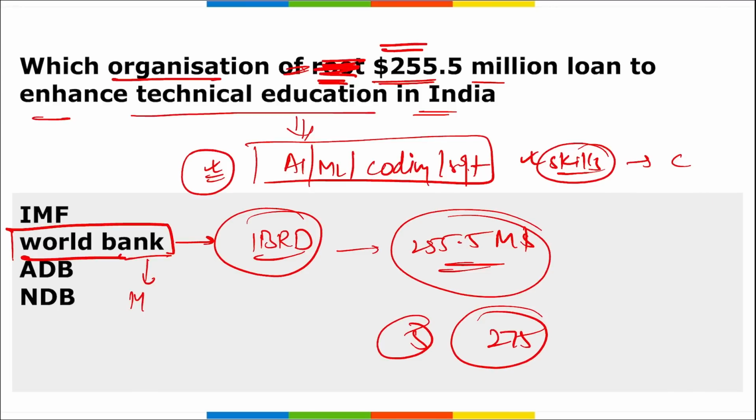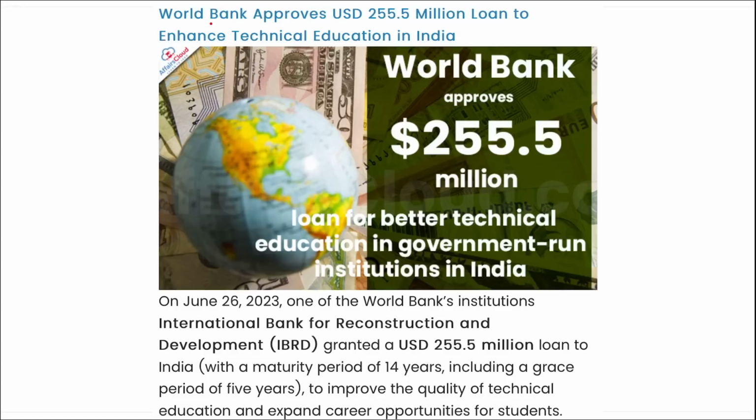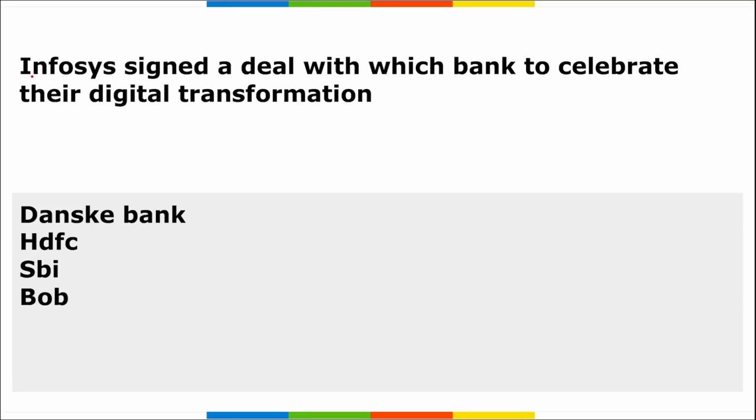Who is the 14th president here? Ajay Banga. It was established in 1944 and the headquarters is in Washington, DC. Next, here you can see it is the World Bank that has approved a $255.5 million loan to enhance technical education in India. Next, Infosys.